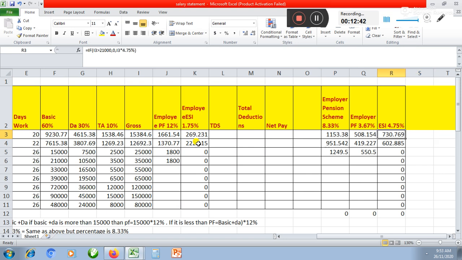And the employer contribution for ESI is the same as PF, only the employer contribution is 4.75%. Same thing here also: if the gross is above 21,000, then here also it is 0. If it is less, then calculate gross into 4.75%. So this is the way you have to calculate PF and ESI. TDS I will explain in the next video.